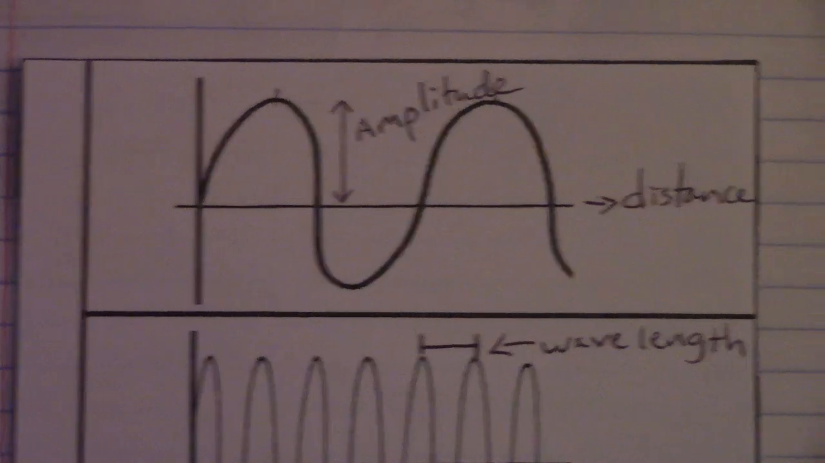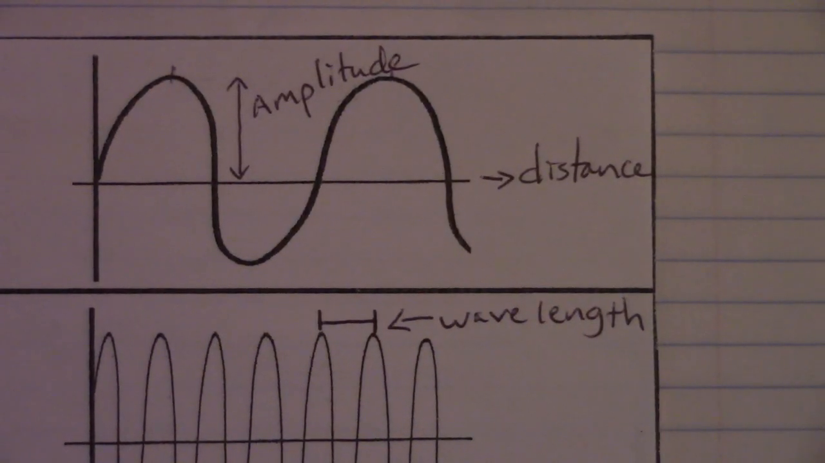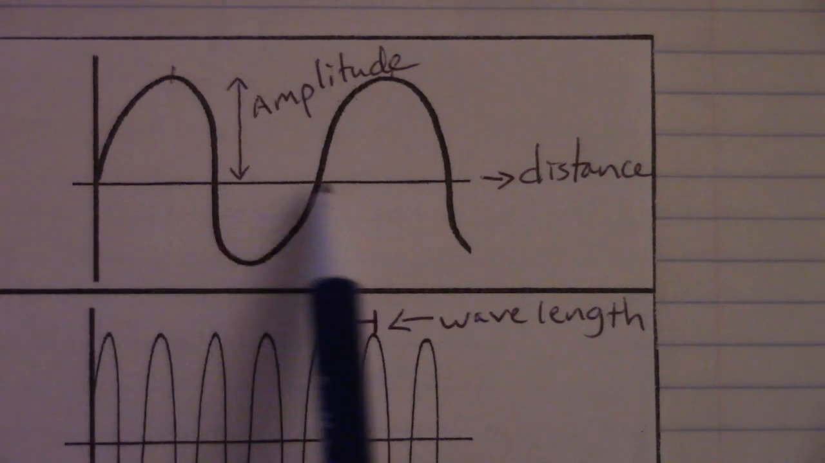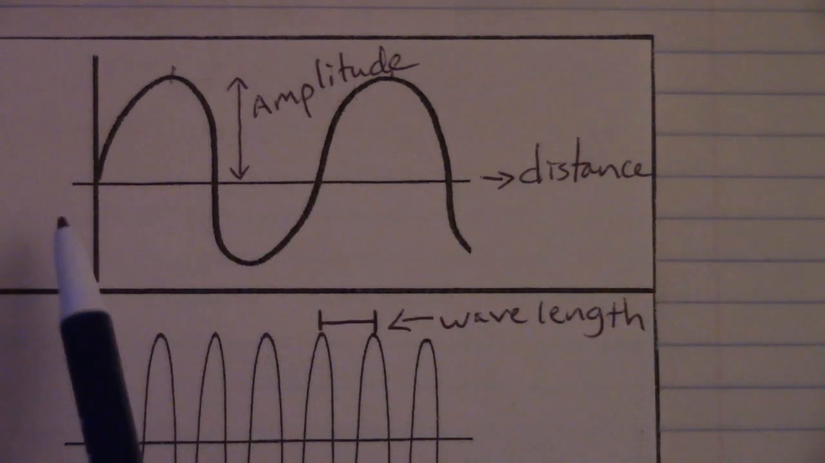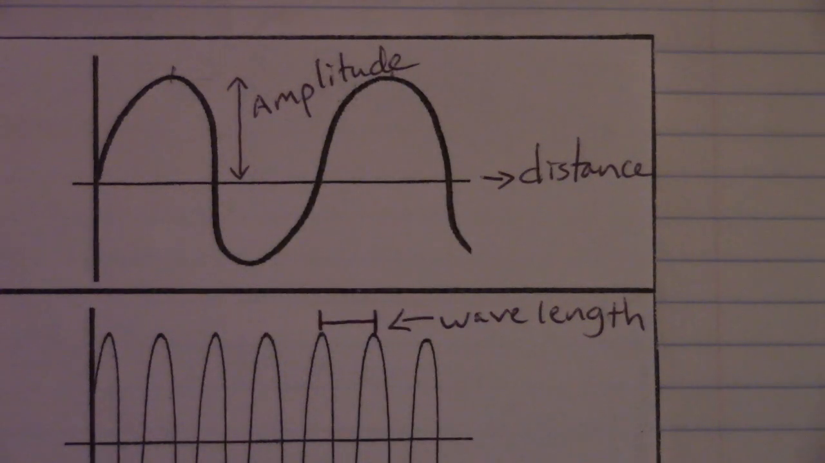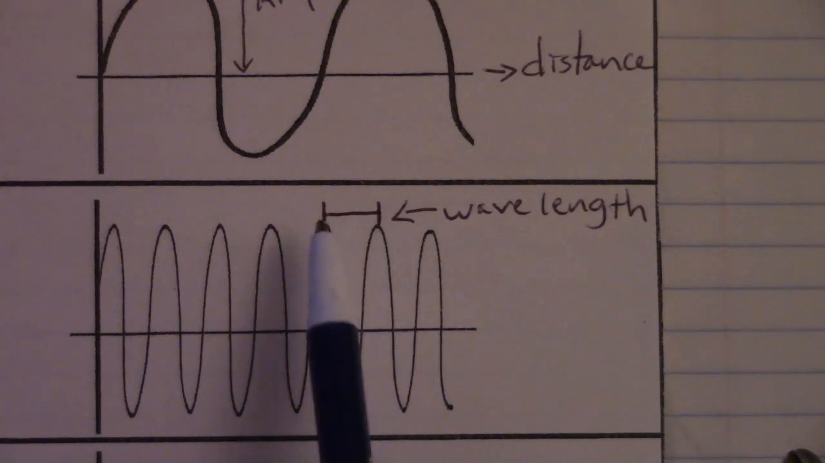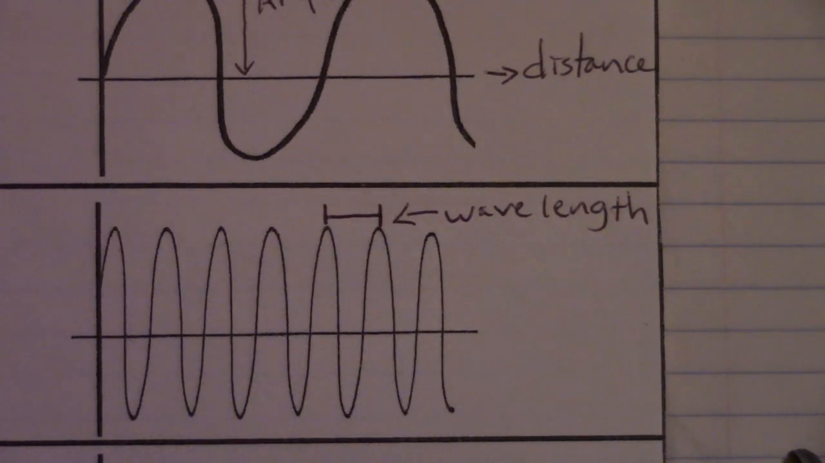Okay, that's what we're going to be learning. But these are the three terminologies that we're going to learn today. Distance is how far the wave will travel. Amplitude is how high the crests go of the sound. And wavelength is how close together the crests are. Okay.